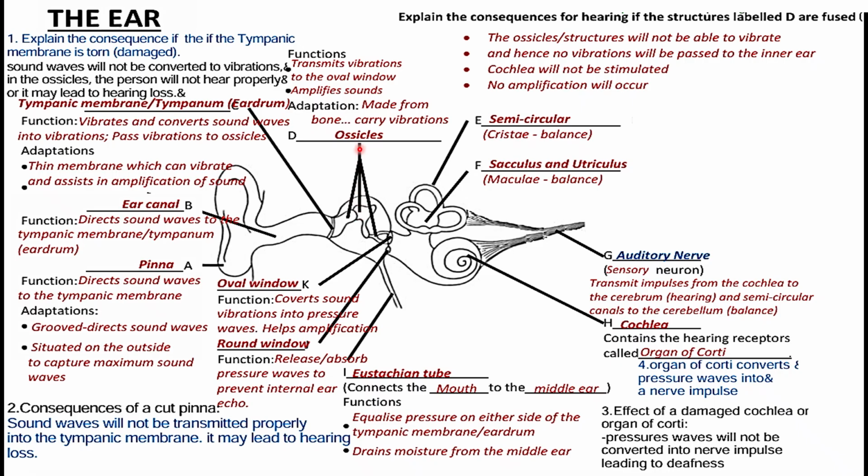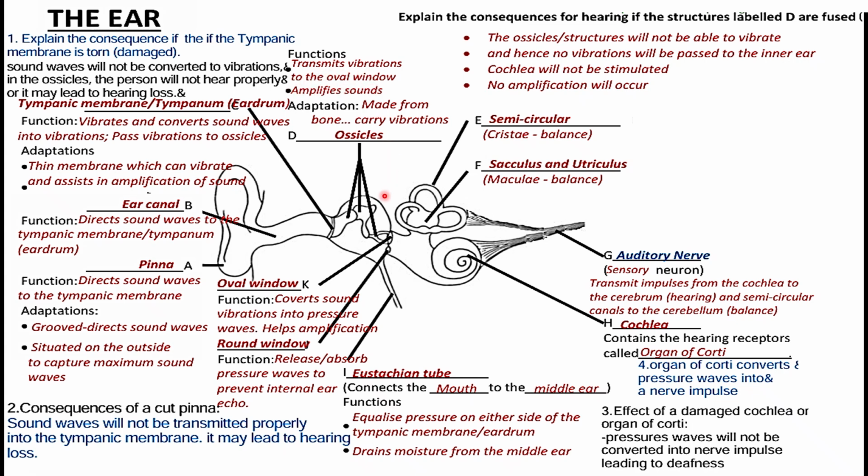Now that would lead us to the ossicles. So let's look at the ossicles. This consists of 3 bones. The first one is called hammer. The second one is called anvil. And the third one, which is very small, the smallest among the 3, is called stirrup. So what are the functions of the ossicles? They transmit vibrations to the oval window.